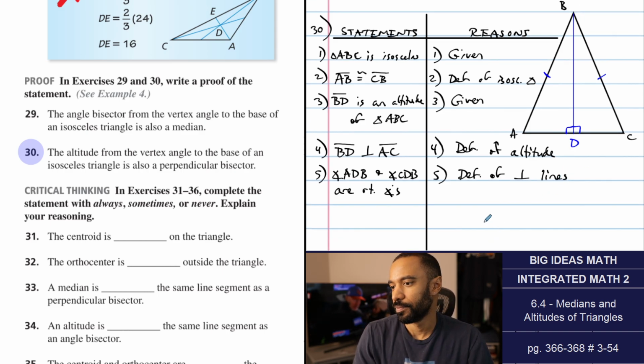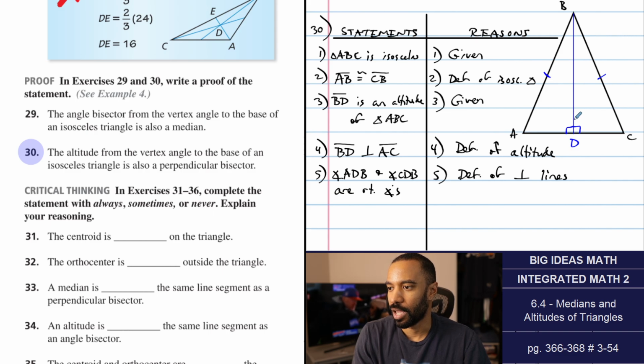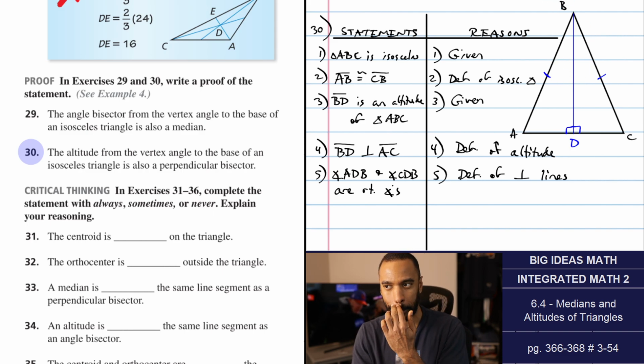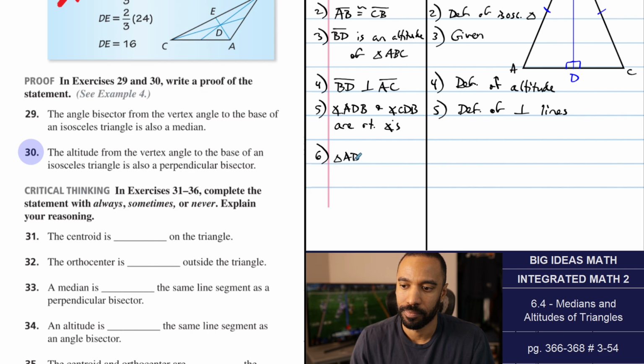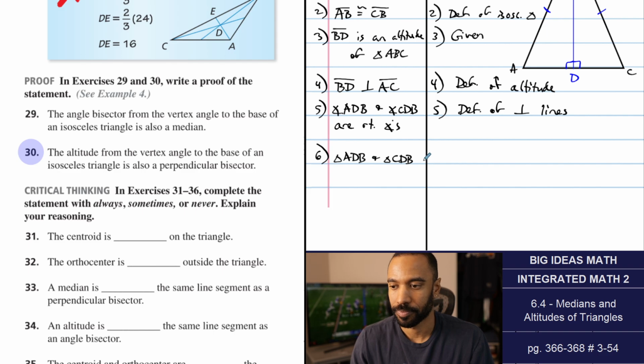And then you want to say that these are right triangles. I don't want to state they're congruent. My proof is going to be an HL proof. I'm going to prove hypotenuse and legs are congruent. So now right triangles, by definition, are right triangles. So triangle ADB and triangle CDB are right triangles.